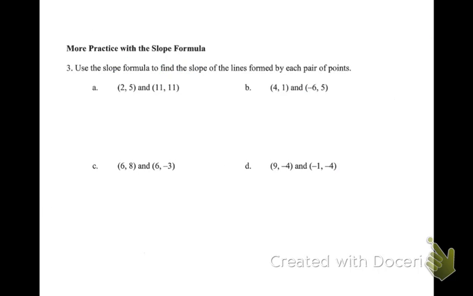So before we get to writing the equations of linear functions, I just want to do a little bit of practice with slope formula. Remember, slope formula is the difference between the y's, y2 minus y1, in the numerator, divided by the difference in the x's, x2 minus x1. For each of these, you've got to find out where x1, y1, and x2, y2 are. So we're going to let the point (2, 5) be the first point, and (11, 11) be the second point.